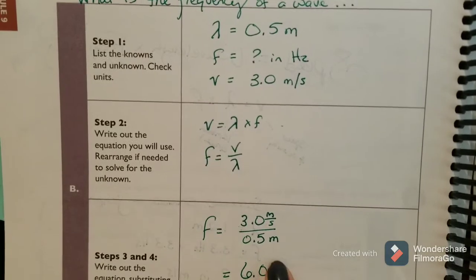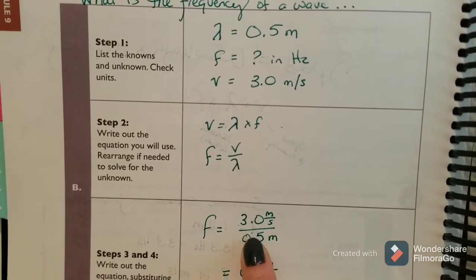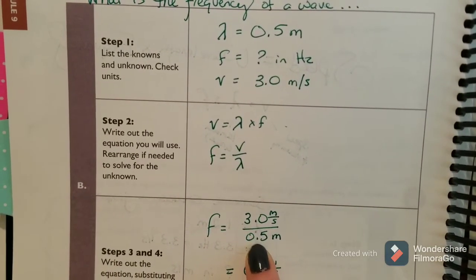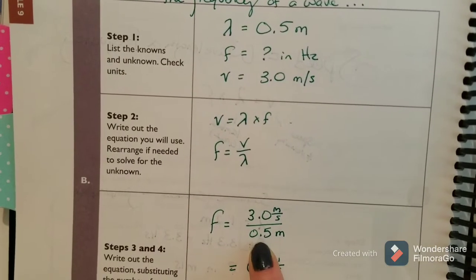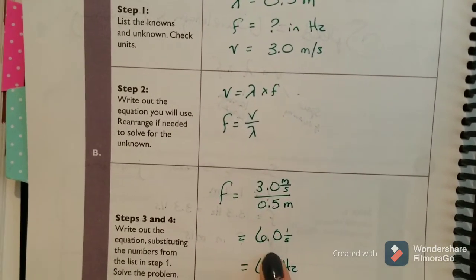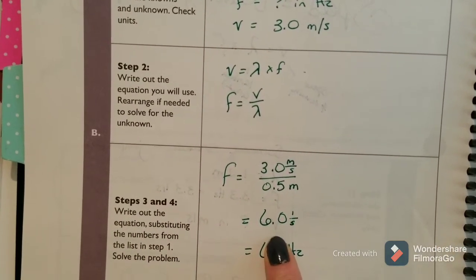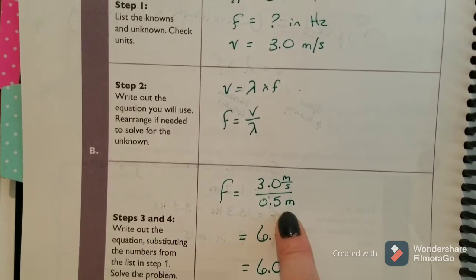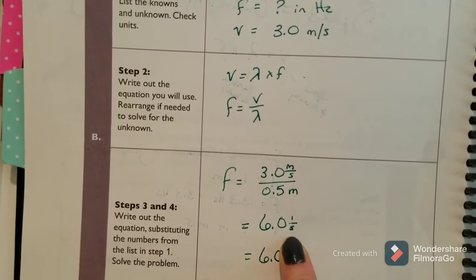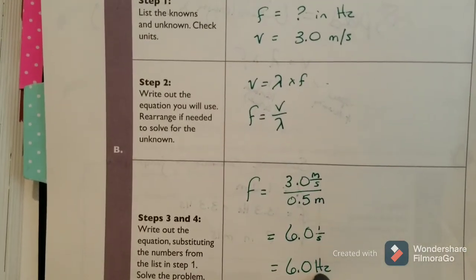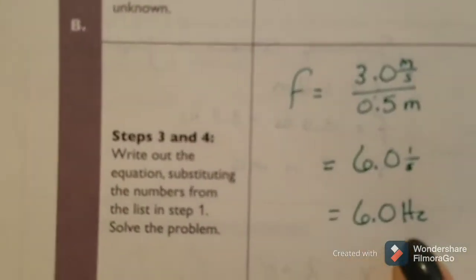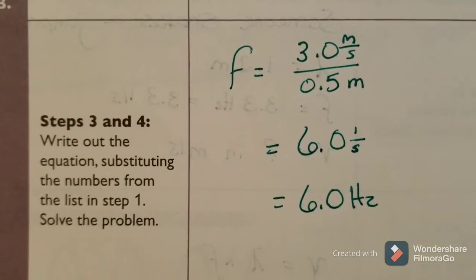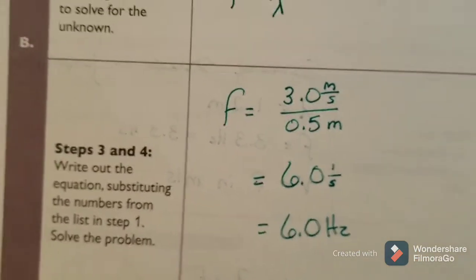All right, so we've got frequency equals, let's plug it in. Velocity was 3.0 over our lambda, which is our wavelength, which is 0.5 meter. And we work it out. We got 6.0. Now look how we switched it over from meters per second to 1 cycle per second, which is the same as a hertz. Whoop woo! We made hertz.